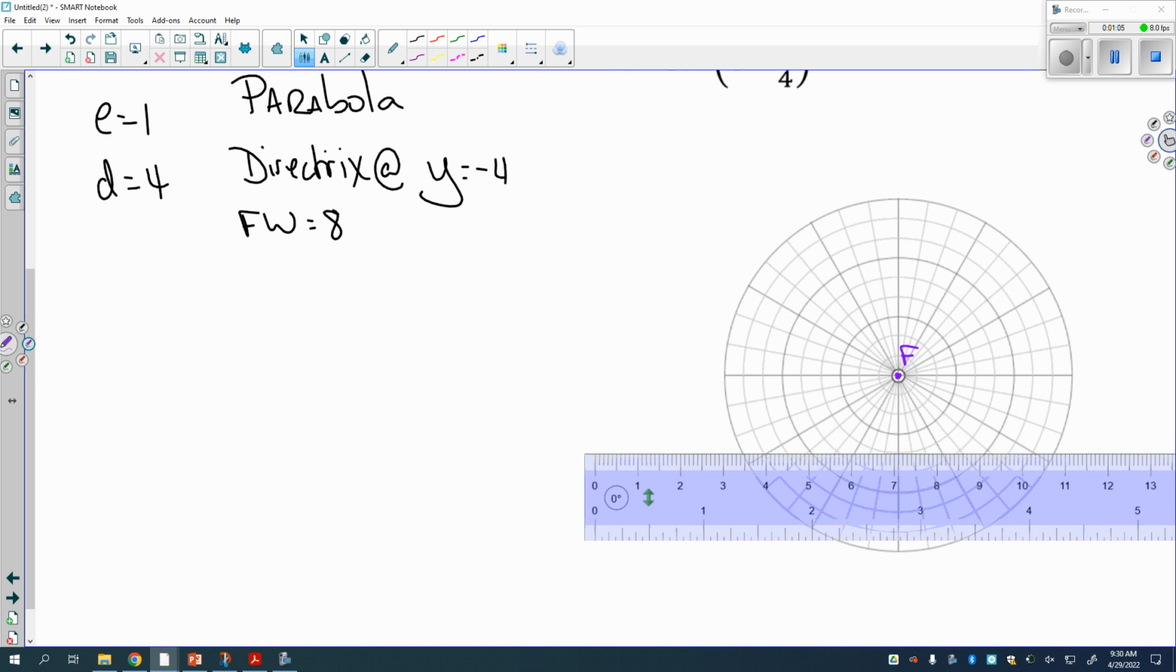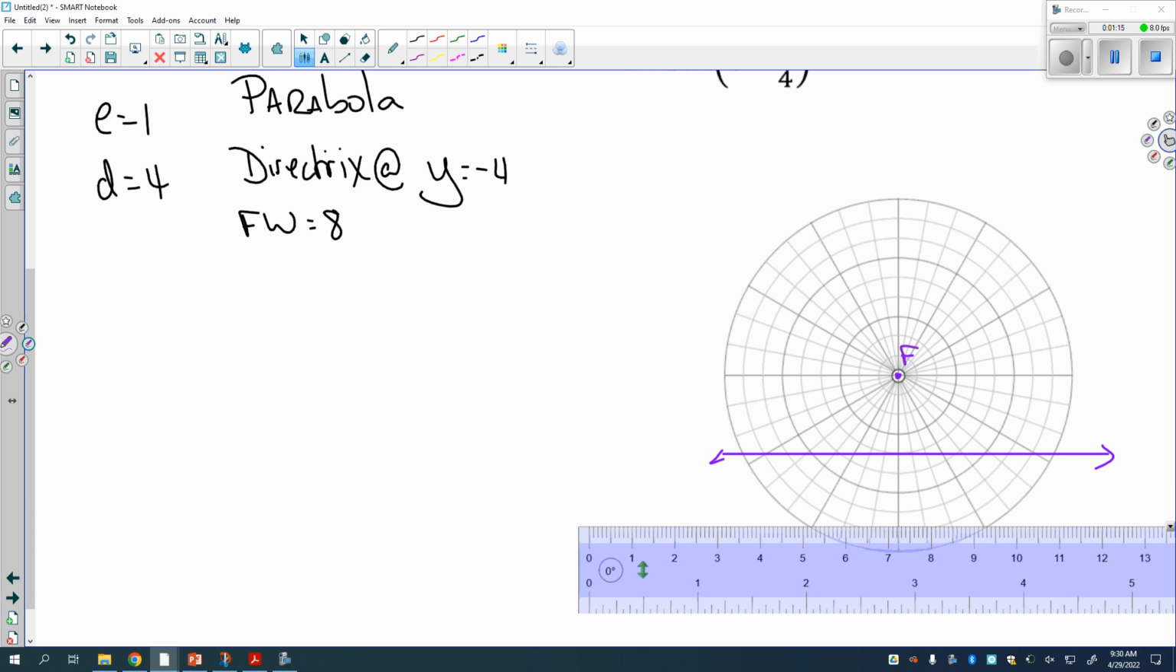it's right down here. The nice thing about parabolas is that the vertex is halfway in between. It's a 1-to-1 ratio, so it's halfway in between. That's the vertex. Focal width is 8, so from my focus, if I go both right and left 4, those give me some points on the parabola, and I can sketch it.